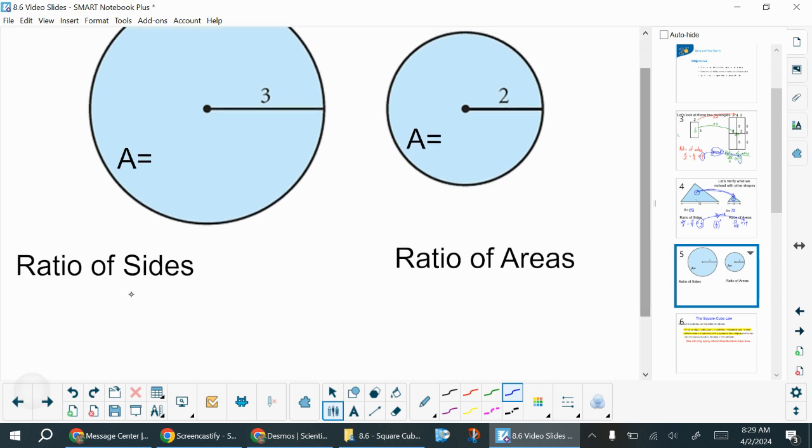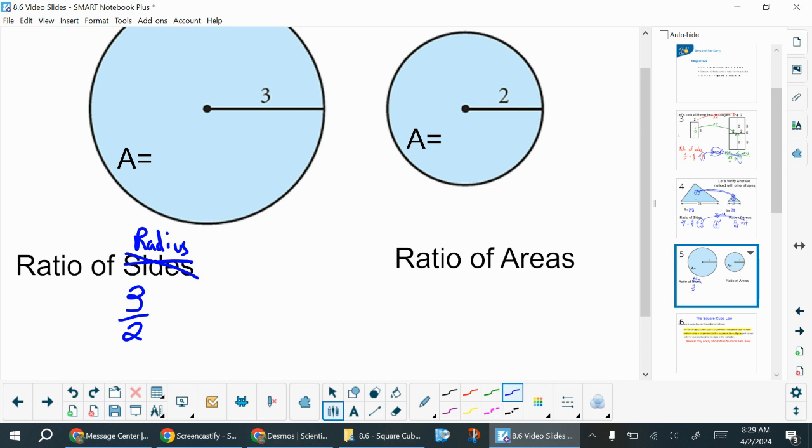So I write my ratio of sides. I'm going to just go back to big over small. I think that's the way to do it. So I'll do 3 over 2 for my ratio of, in this case, it's actually the radius instead of the sides. But it doesn't really matter. The ratio here just refers to the length dimensions and the area dimensions.